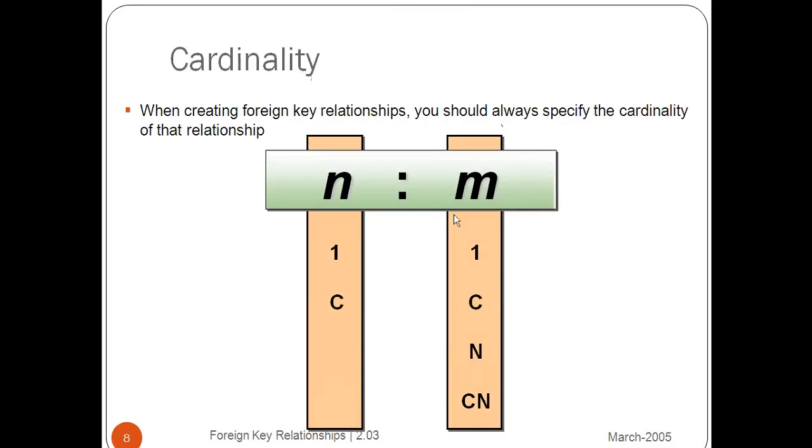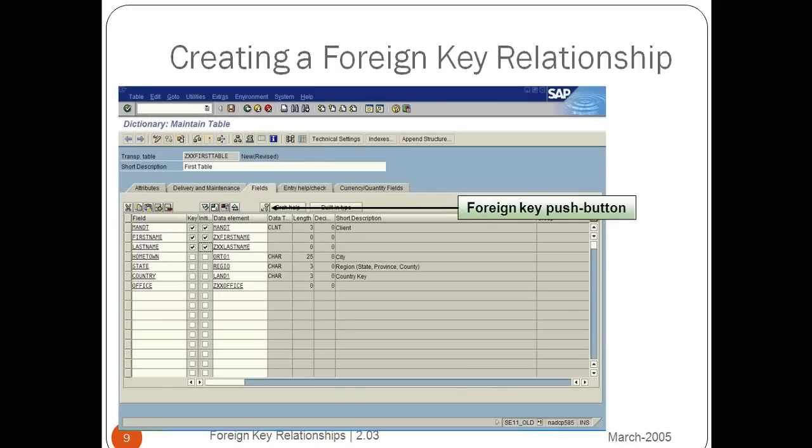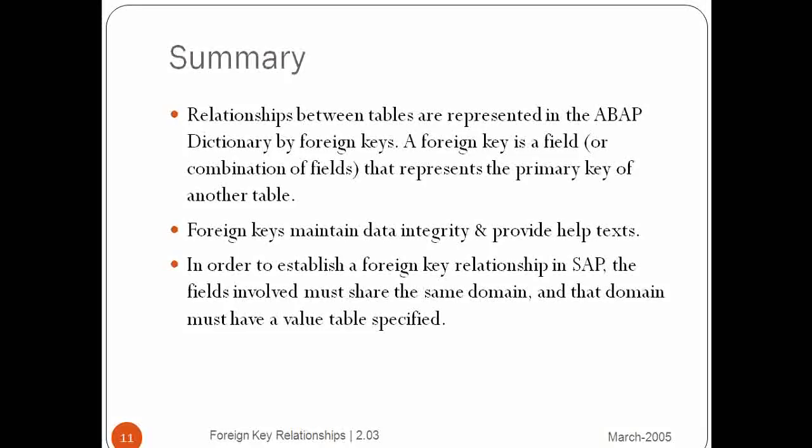So that's what cardinality is. It tells you the story between two tables, what the relation is and how both tables are going to be maintained. Now, to create a foreign key relationship, you can click that button. You can put those check tables, enter a description, and maintain the foreign key type, cardinality, and a lot of other things.